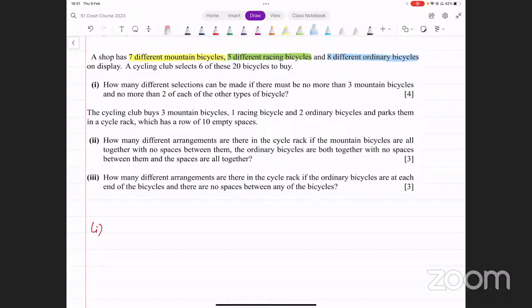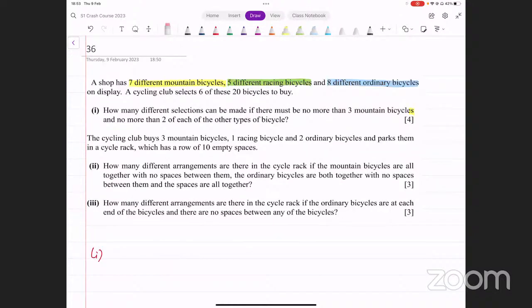You can have at most 3 mountain bicycles. No more than 3 means you could have 3, but not more than 3. We're looking for the different selections. If there can be no more than 3 mountain bicycles and no more than 2 of each of the other 2 types of bicycles, that's the condition that's given. Now let's list down the total number that we have for each type. For mountain bicycles, we have 7. For the racing bicycles, we've got 5.